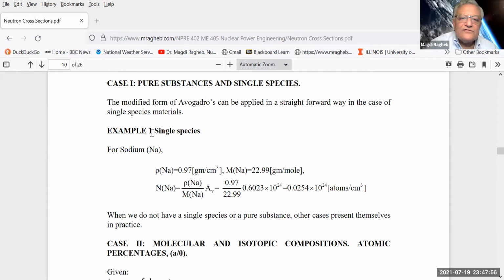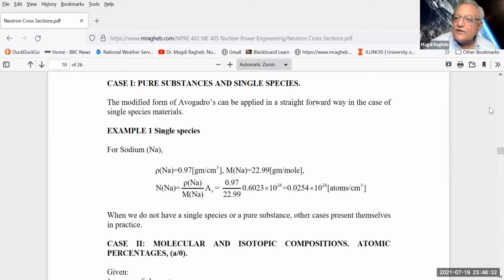If you have a single species like sodium, which is used as a coolant for fast reactors, and you want to calculate the number density, you go to the chart of the nuclides or Wikipedia or the handbook of physics and chemistry, and you get the density for sodium. You don't need to use 1 gram or 2 grams, you use just the density. If you substitute the density of sodium into our modified form of Avogadro's law, you'll find that you have 0.02 times 10 to the 24th atoms per cubic centimeter of sodium.